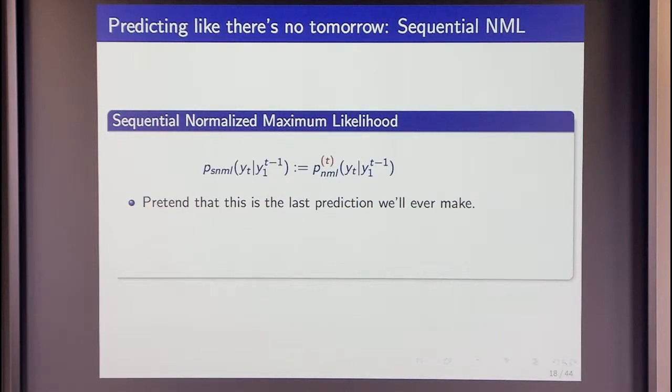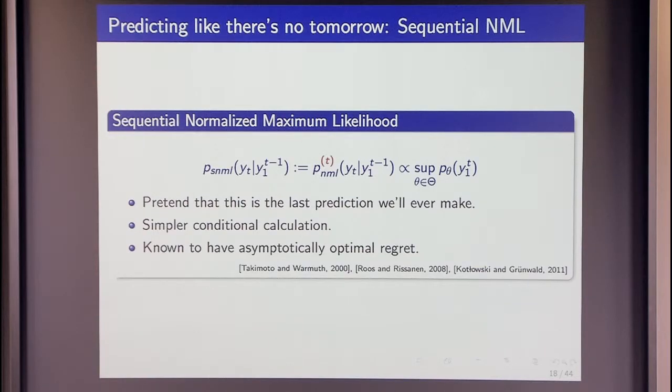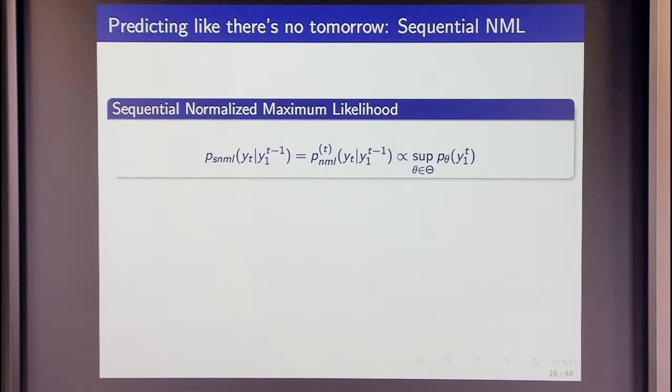All right, so this is where we pretend that this is the last prediction. So we've seen t minus 1 things, and we act as if our next step is the very last one, and we do the optimal thing as if that were the case, which is NML. So the conditional calculation then is just this integration over a single outcome. And that's known to have an asymptotically optimal regret.